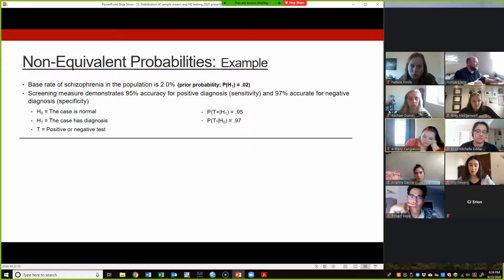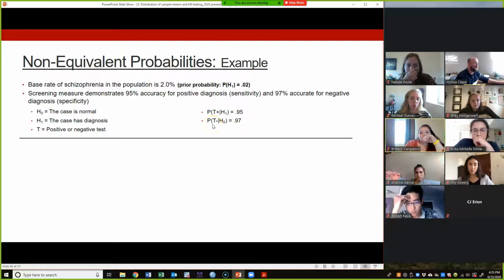So I've got a measure to test for schizophrenia that demonstrates 95% accuracy for positive diagnoses, right? So for individuals who have schizophrenia, the likelihood of a positive test is 95%. So if you have schizophrenia, 95% of the time I'm going to catch you, right? It's also 97% accurate for negative diagnoses. So this is a specificity issue. If you don't have schizophrenia, 97% of the time your test is going to come back negative for schizophrenia, okay?